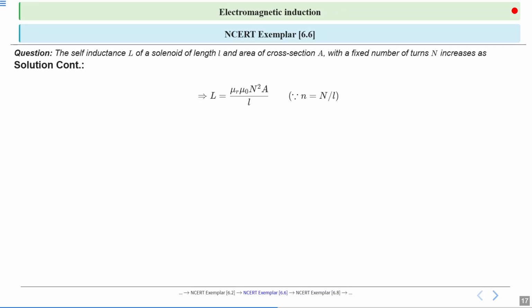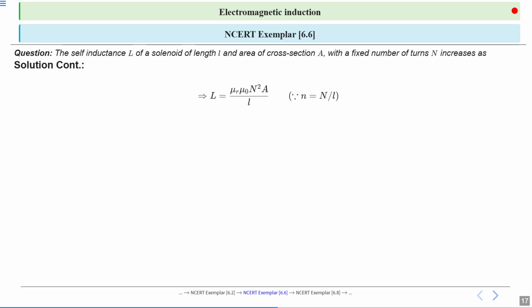So L, the self-inductance, is equal to mu r mu naught n square N square A upon L, by putting small n equal to N by L. So there was small n square, and it will result in capital N square upon L square. And L was in the numerator also, so one L in the numerator will cancel out with one L in the denominator. So it will result in mu r mu naught N square A by L.